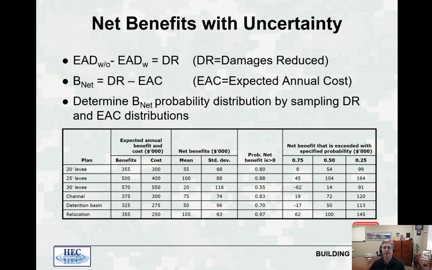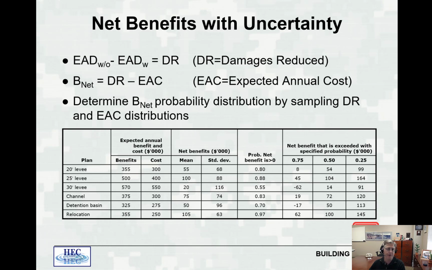So, net benefits with uncertainty. We talked about this a little bit in the previous presentation, but ultimately you need to get to net benefits, and that's how you develop the NED plan. What HEC-WAT does right now is it computes your expected annual damages without project and your expected annual damages with project, and then the difference between those two is your damages reduced. So that's what the WAT can do for you now. But ultimately, you need to get to net benefits. So you take your damages reduced minus your expected annual costs, which we would get from a full life cycle cost analysis, and that would give you your net benefits.